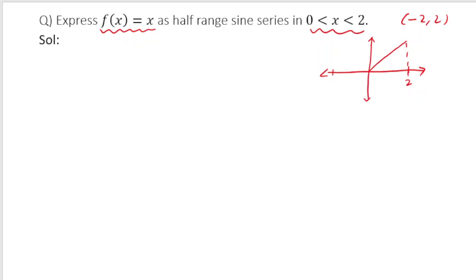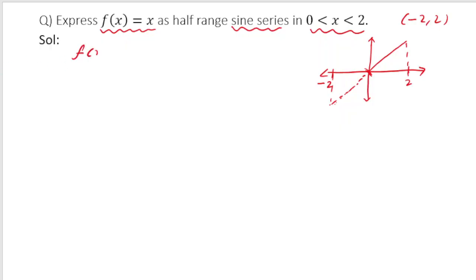So we have to extend the function. How do we extend it? Because I want the sine series, I have to make it an odd function. So I am going to extend the function by taking its reflection in the origin, means we draw the graph in such a way that it is symmetrical about the origin. Now this function in -2 to 2 is an odd function, because you can see that it is symmetrical about the origin, right?